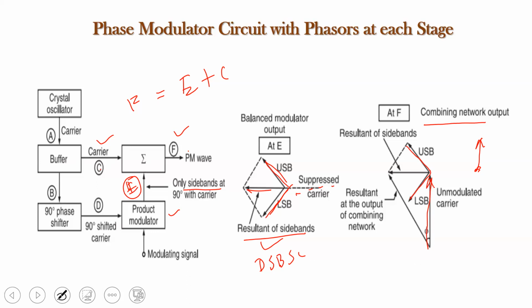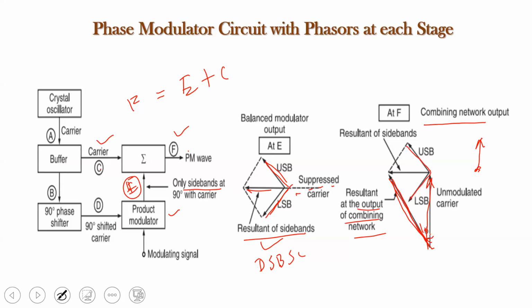Now, for these three phasors, if we draw the resultant, this is going to be the resultant along with the lower sideband, upper sideband and the unmodulated carrier. So, this is the resultant output at the output of the combining network. Now, we can indicate a phase angle phi at this point. This plays a vital role.